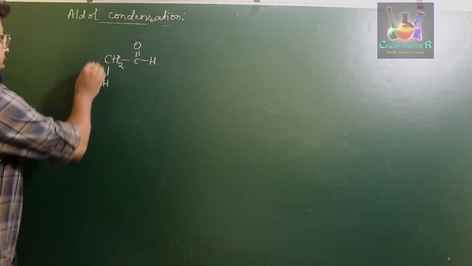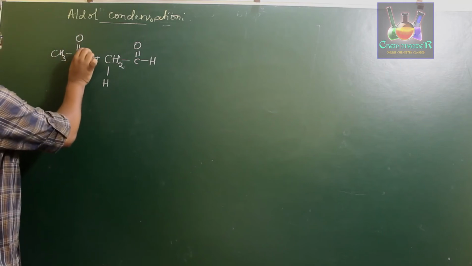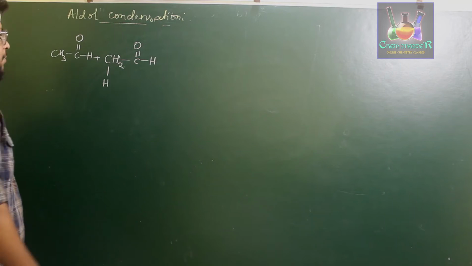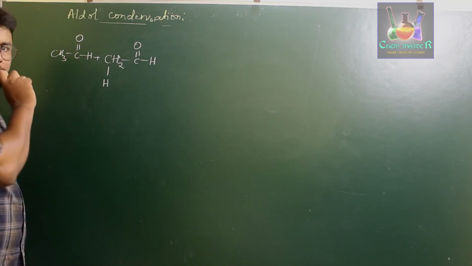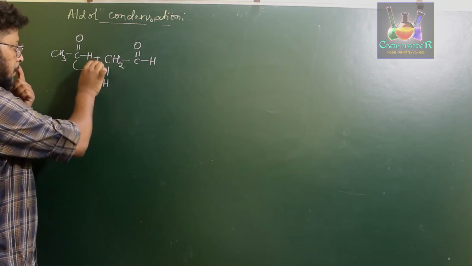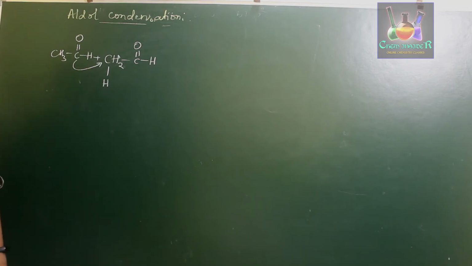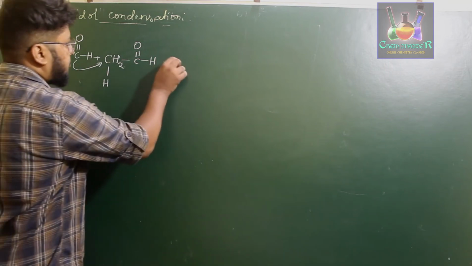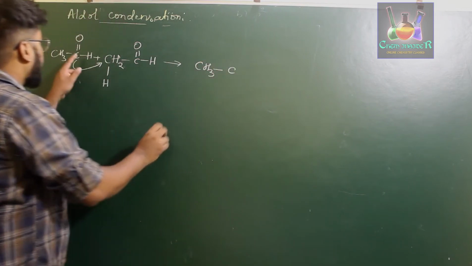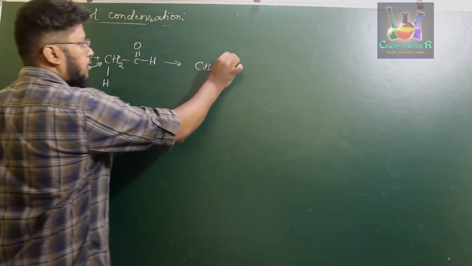For example, let us say a molecule of CH3, C double bond O, H is treated with one more molecule of ethanal. What happens here is the carbonyl carbon attacks this particular carbon atom, leading to the formation of CH3C. This bond will be broken down to form OH.